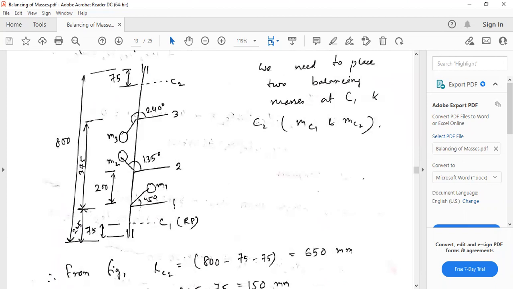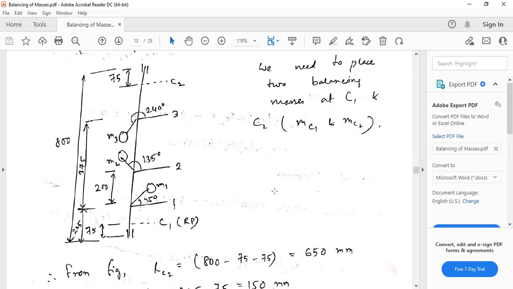That means RC1 and RC2 are given. What is RC1 and RC2? You have to place a mass MC1 at a radial distance of RC1. We also place a mass MC2 at a radial distance of RC2. So you have been given RC1 and RC2. What you don't know is MC1 and MC2. These two you have to find. So we need to place two balancing masses in C1 and C2, and the values have to be found.